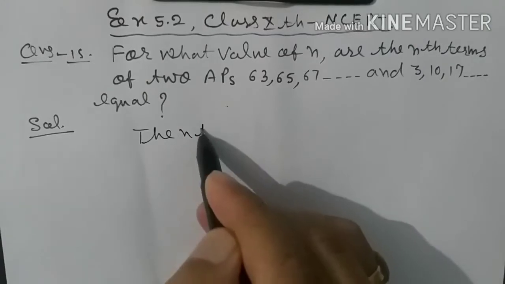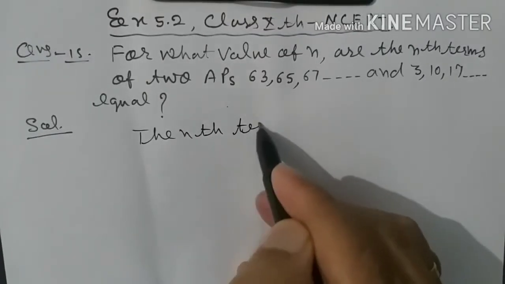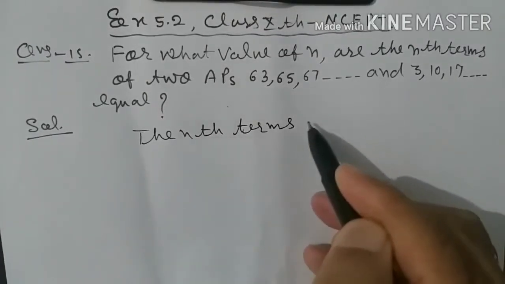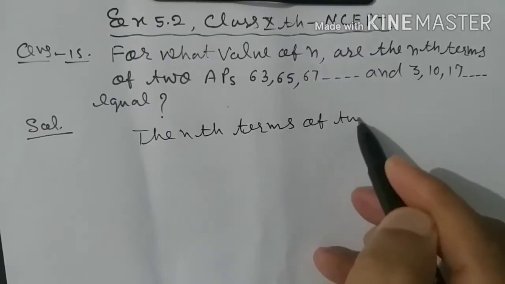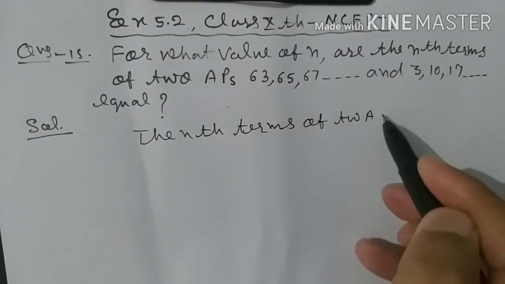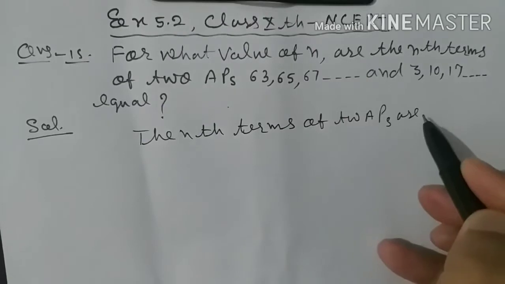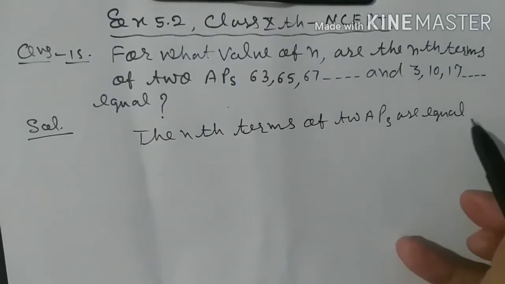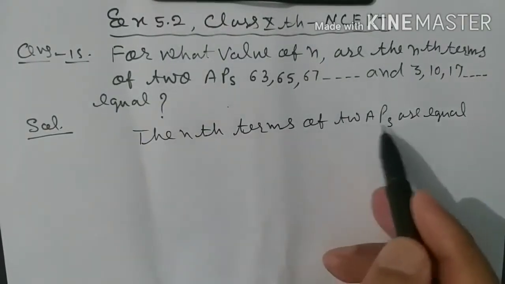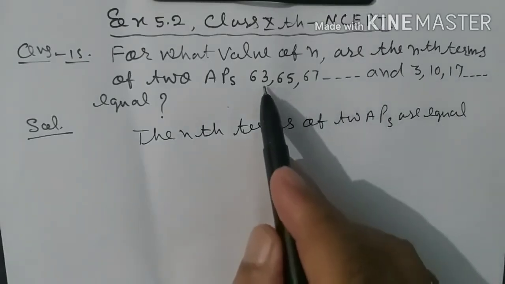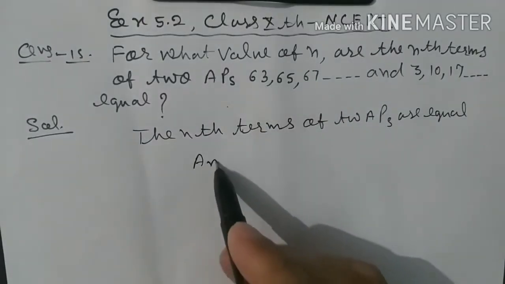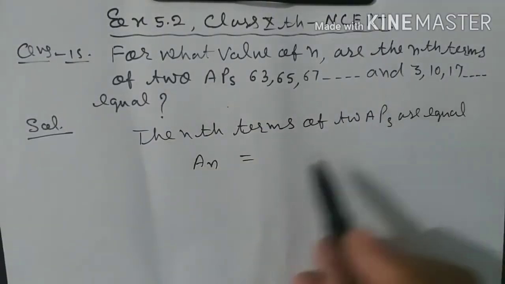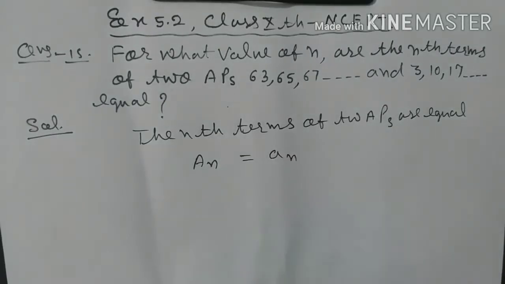the nth terms of two APs are equal, means nth term is given to you. Suppose first is an and second is small a.